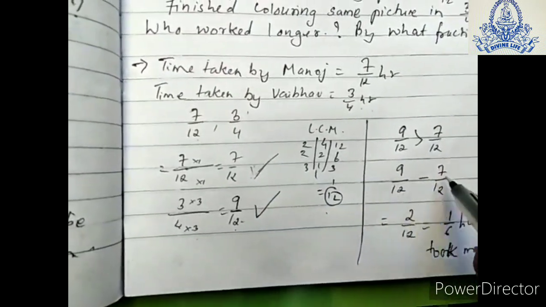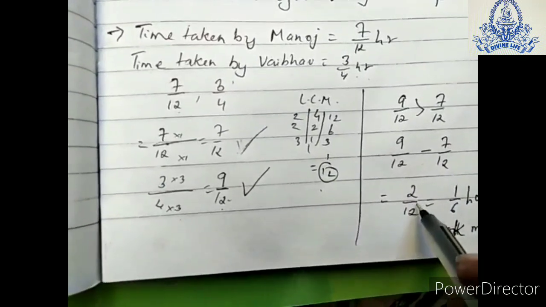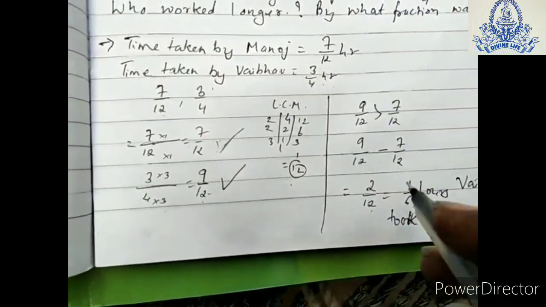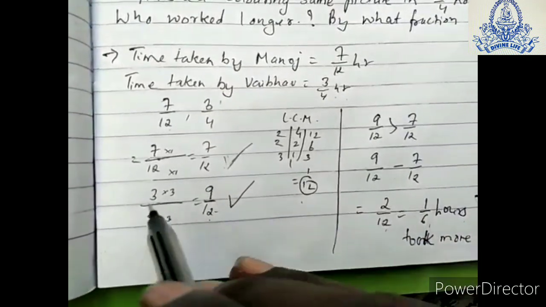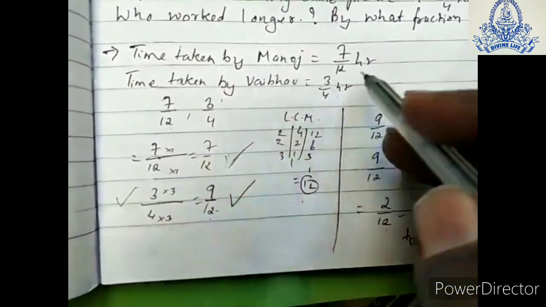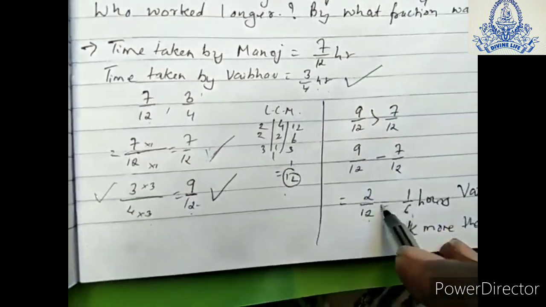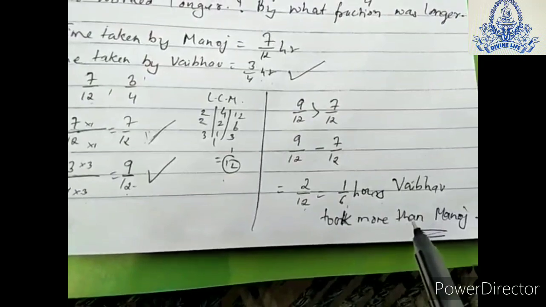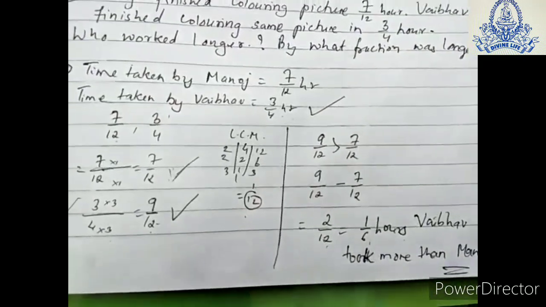9 upon 12 minus 7 upon 12, we get 2 upon 12, that is 1 upon 6 hours has been taken more. Who has taken more? That is 3 by 4, that is Vaibhav. So the answer is 1 upon 6 hours Vaibhav took more than Manoj while coloring the picture.